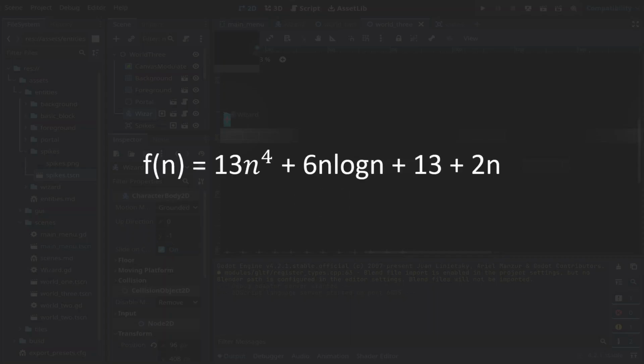Then our next equation, we have f of n equals 13n to the fourth plus 6n log n plus 13 plus 2n. Now, when we're looking at an equation like this, what we want to highlight is the worst possible outcome when we're talking about big O. And so in this instance, when we're looking at these individual values here, obviously we can tell that n log n is more than 13, 2n is more than 13, and our largest value here is n to the fourth. So in this instance, since we're highlighting the worst case for this equation, it's O of n to the fourth.